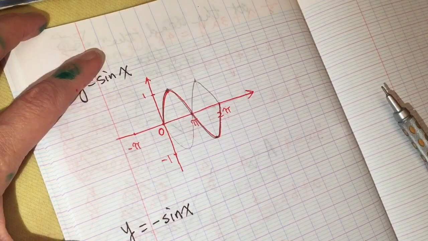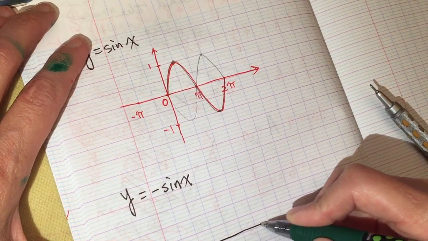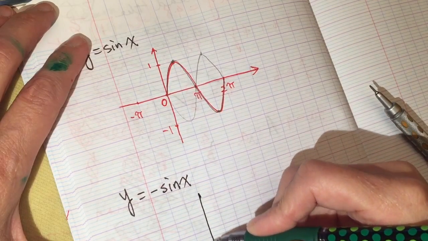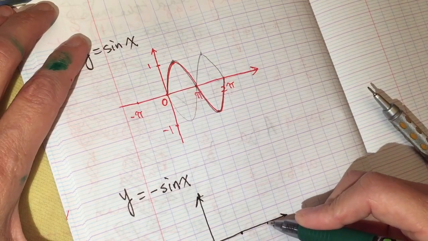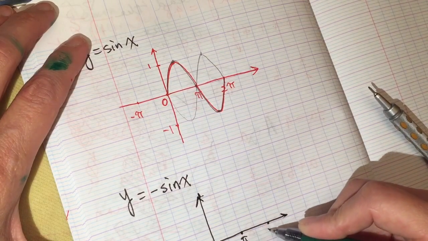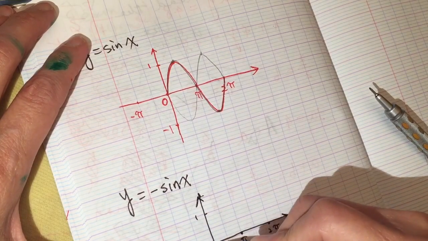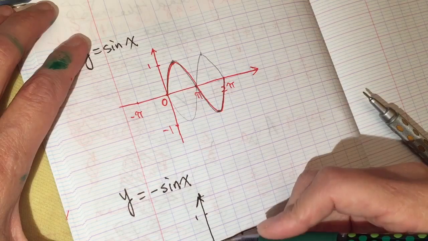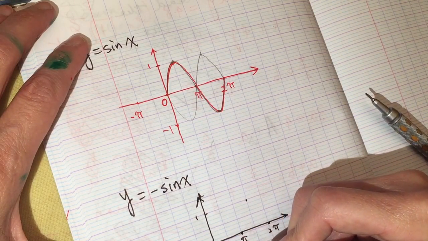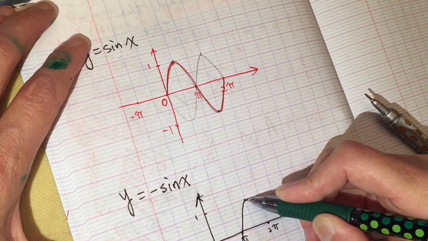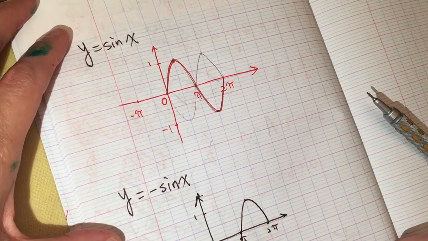Okay, so now if you like, you can draw on another graph paper here: pi, 2 pi, negative 1, positive 1, 0. So it goes this way, right? Okay, so this is y equals negative sine x.